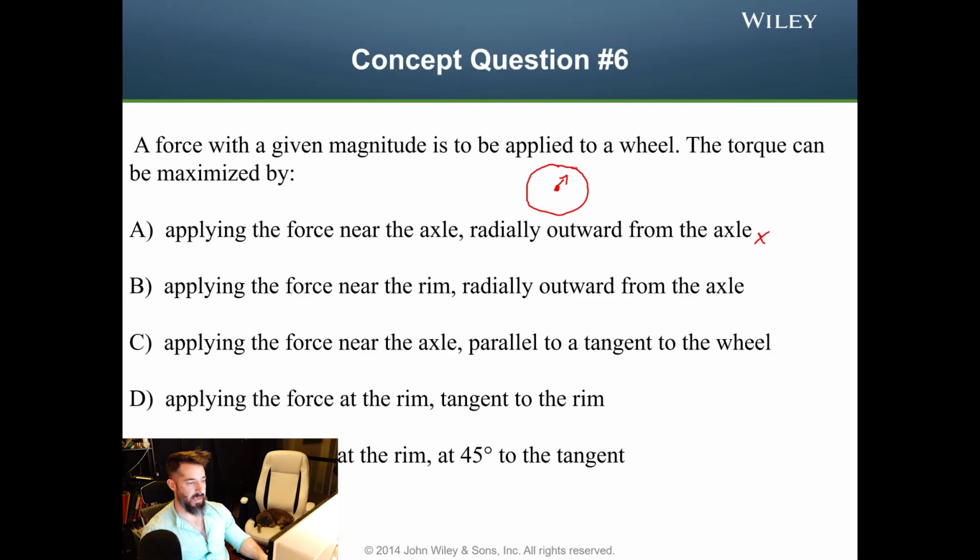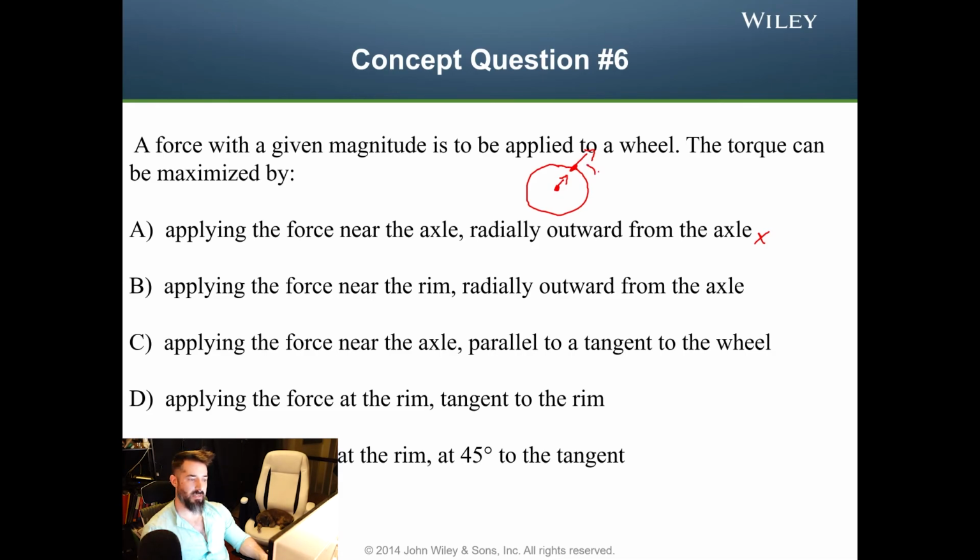So basically what they're saying is you're applying the force out here. So this is already farther away from the point of rotation. So basically you've extended that arm out. So this is good. You want to be somewhere on the rim, because the farther away from the center you are, the more force you're applying. And applying the force near the rim, radially outward from the axle. So again, still applying the force this direction. The position's good because it's farther away. The direction, not good, right?